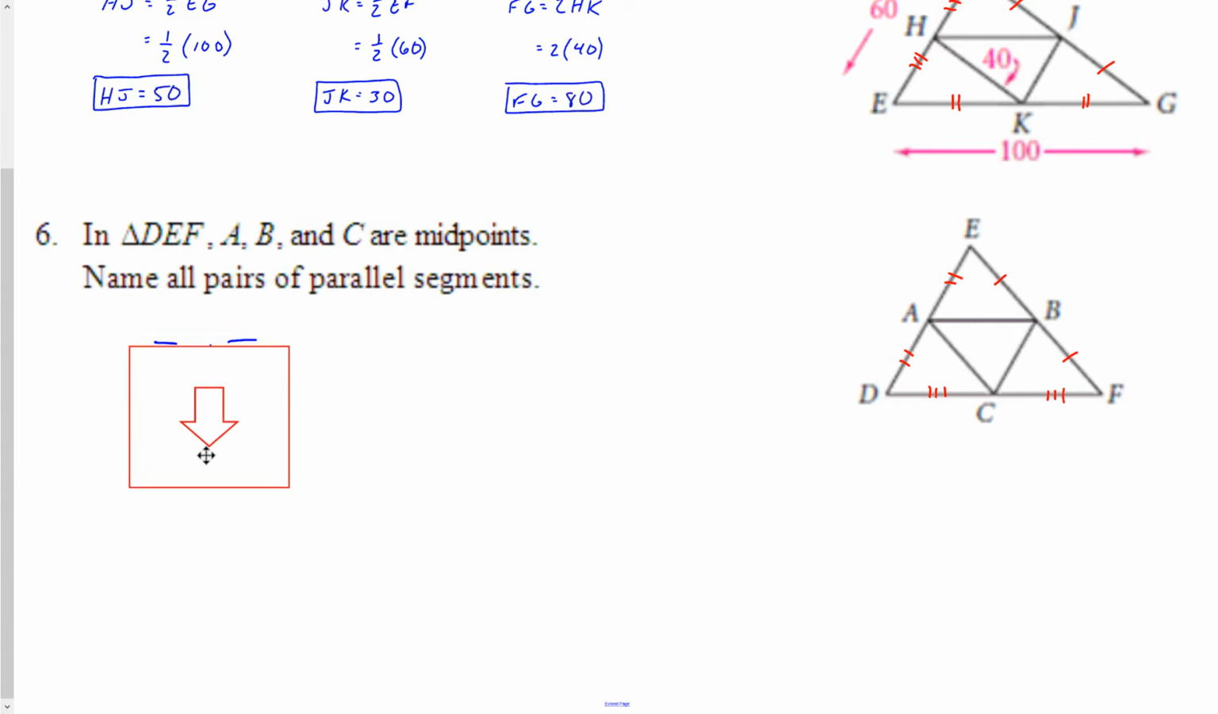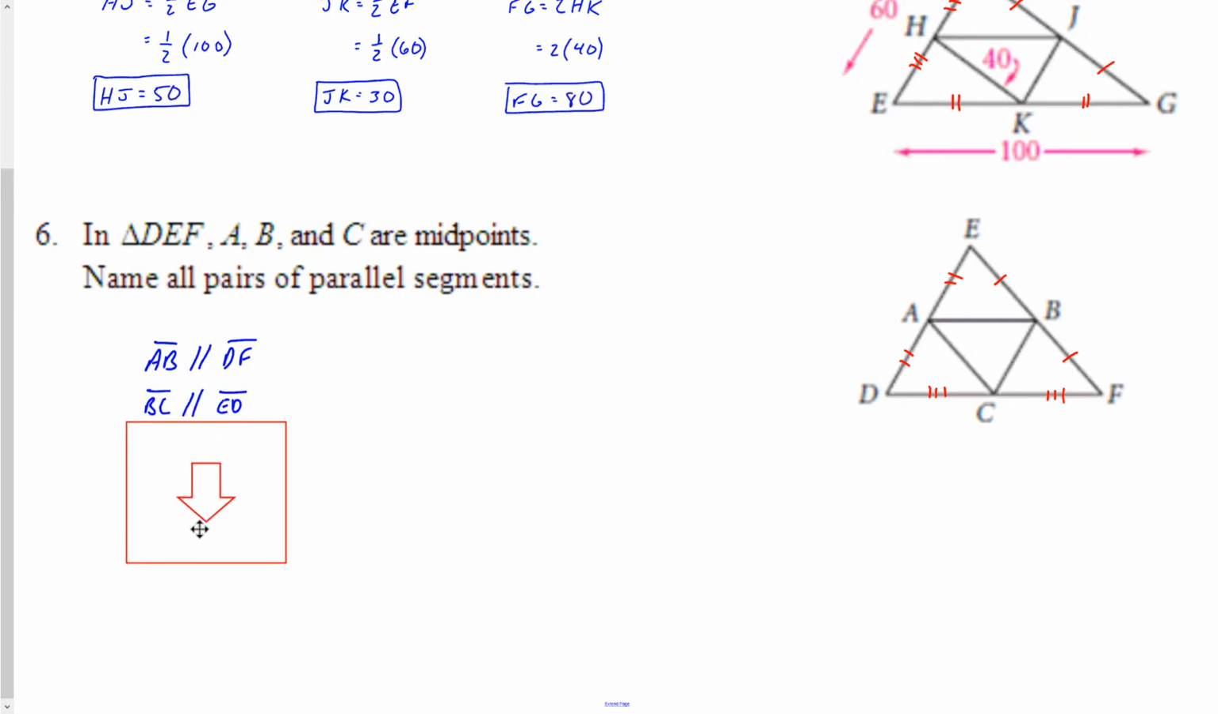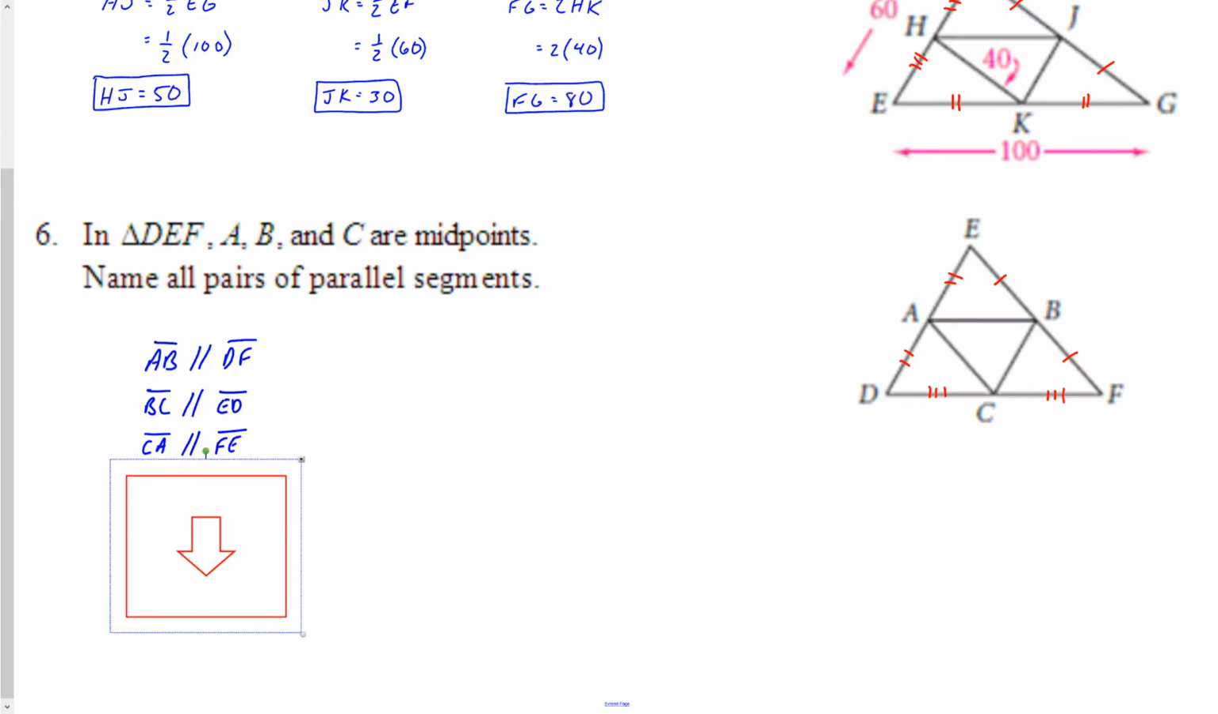So in any order, we would have to say that segment AB is parallel to segment DF, segment BC is parallel to segment ED, and lastly, segment CA is parallel to segment FE.